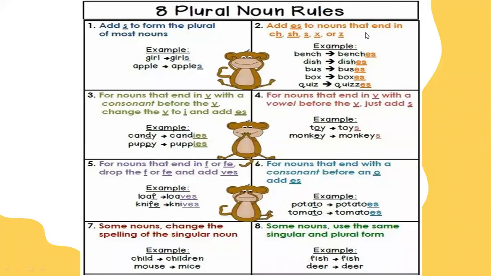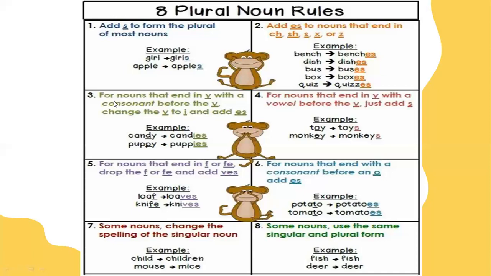Add es to nouns that end with ch, sh, s, x, or z. If a word is ending with all these letters, you have to add es. Like dishes, benches, buses, boxes, quizzes. So you have to add es with all these words, which end with ch, sh, s, x, or z.